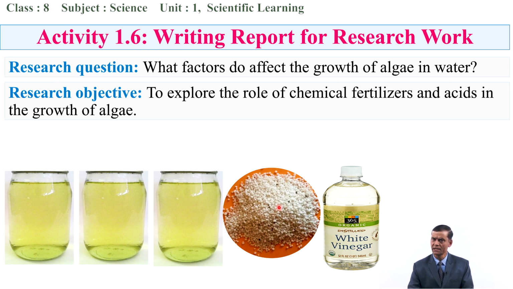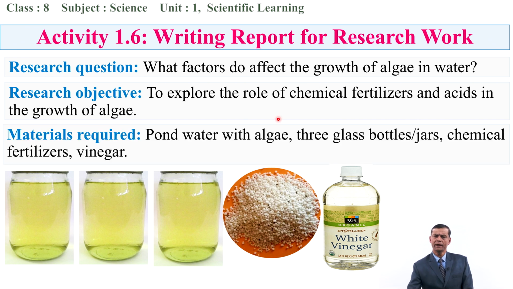Urea, ammonium sulfate, ammonium phosphate, different types of chemical fertilizer are there. You can use any fertilizer or you can use a combined fertilizer also. That is complete fertilizer, combining all types of chemical fertilizer. And if we use them, then what effect will be seen in the growth of algae? That is our research objective. And what materials are required? These are the materials, isn't it?